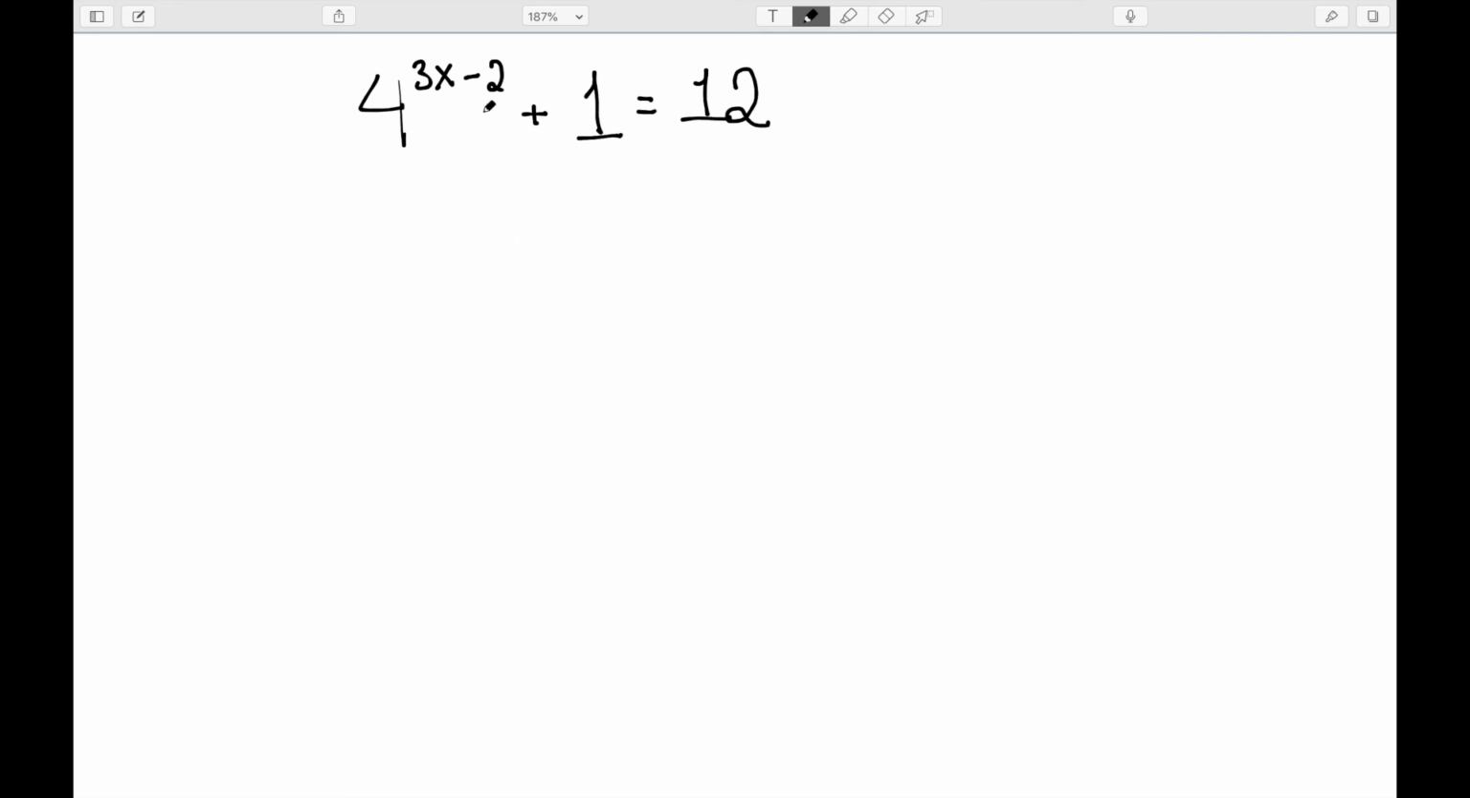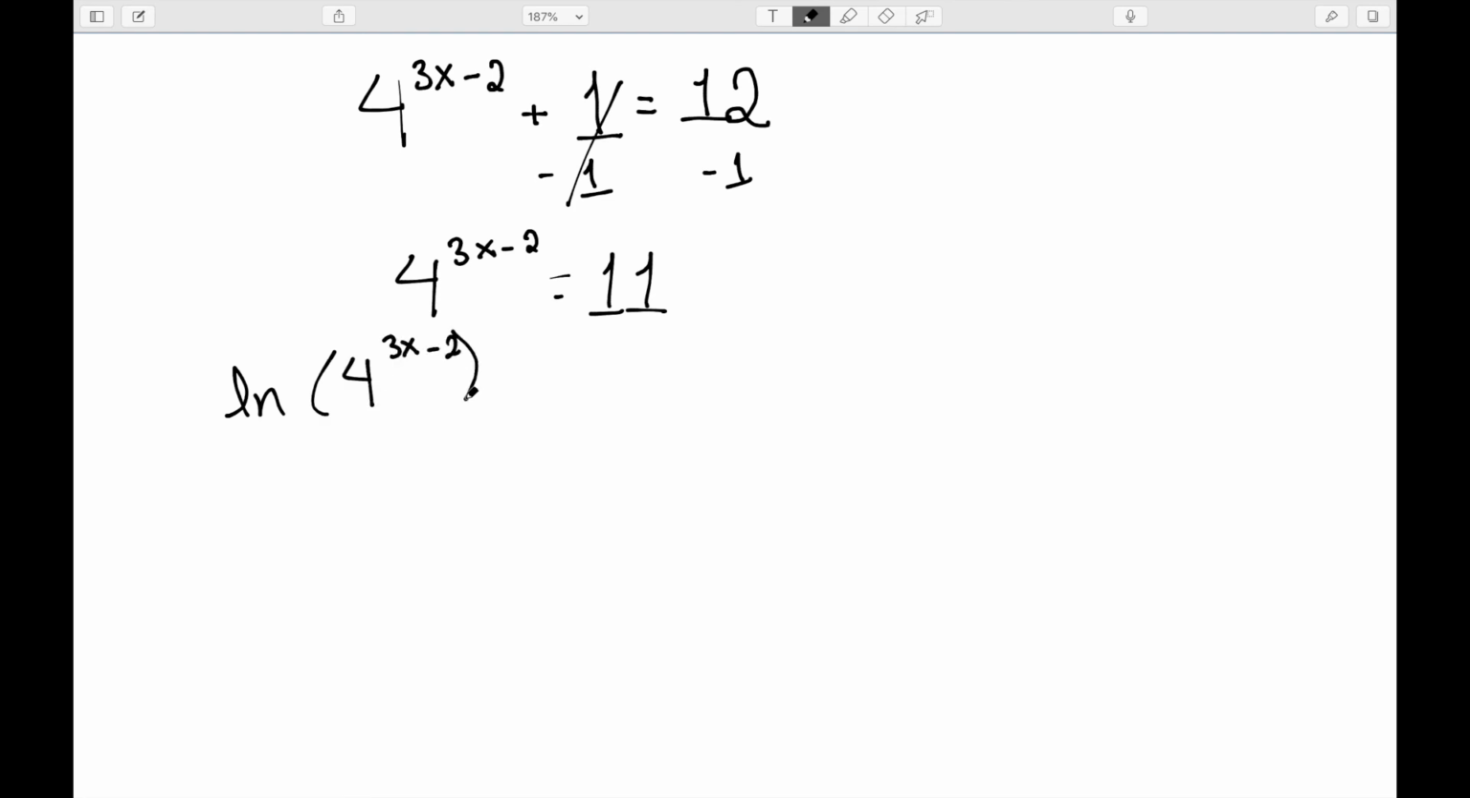Next, we have 4 to the 3x minus 2 plus 1 equal to 12. Before I take the natural log of both sides, let's set it up so that I just have an exponential equal to a number. So I'm going to subtract 1 from both sides. That gives me 4 to the 3x minus 2 equal to 11. And now I'll take the natural log. The natural log of 4 to the 3x minus 2 equal to the natural log of 11.